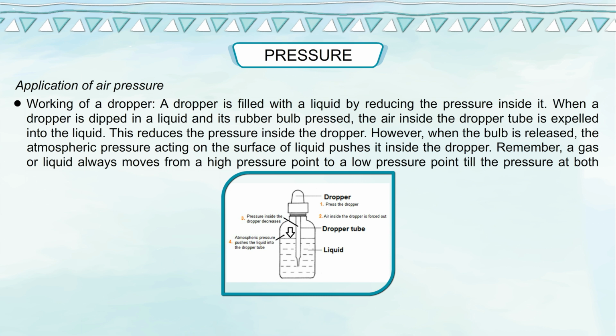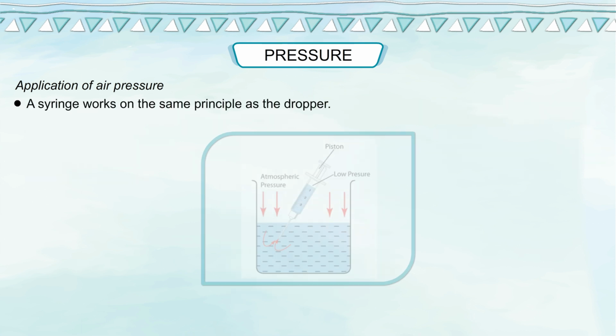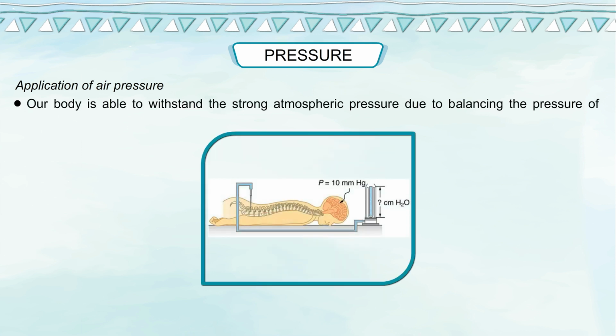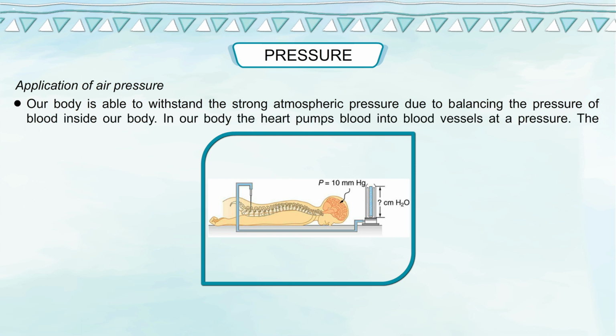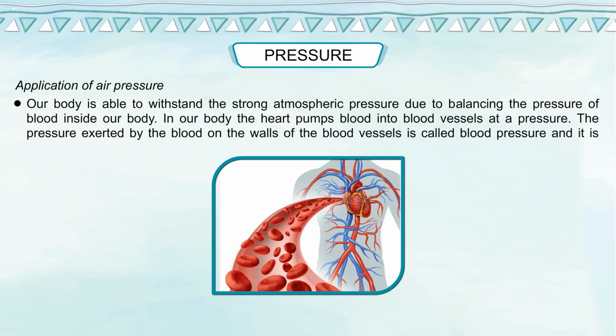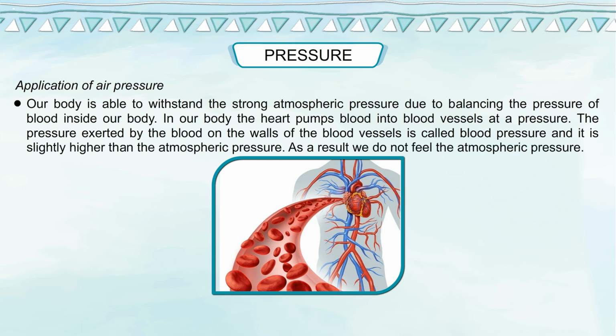Remember, a gas or liquid always moves from a high pressure point to a low pressure point till the pressure at both points become equal. A syringe works on the same principle as the dropper. Our body is able to withstand the strong atmospheric pressure due to balancing the pressure of blood inside our body. In our body, the heart pumps blood into blood vessels at a pressure. The pressure exerted by the blood on the walls of the blood vessels is called blood pressure, and it is slightly higher than the atmospheric pressure. As a result, we do not feel the atmospheric pressure.